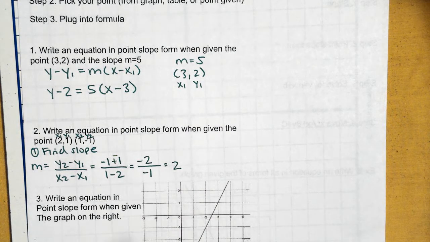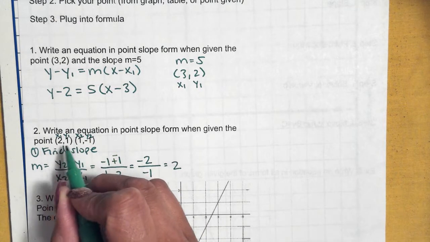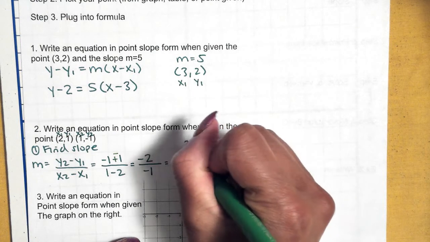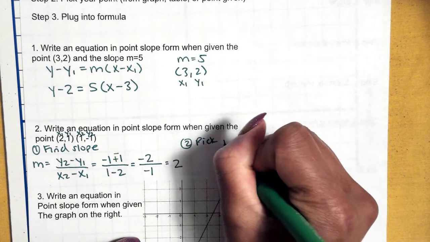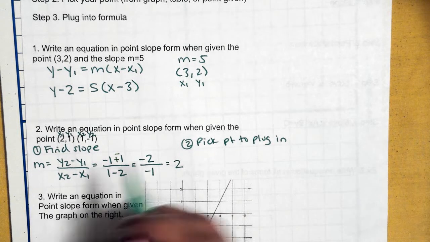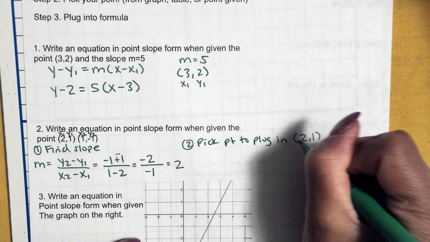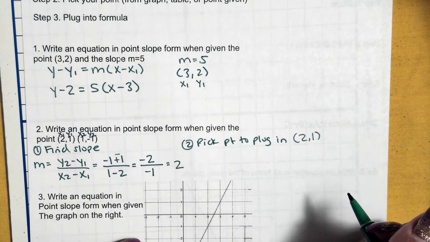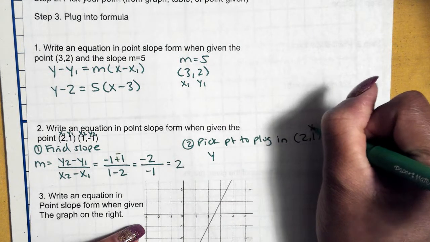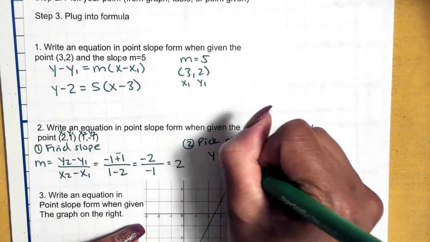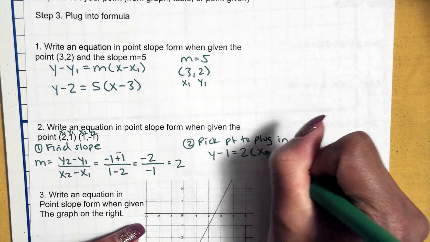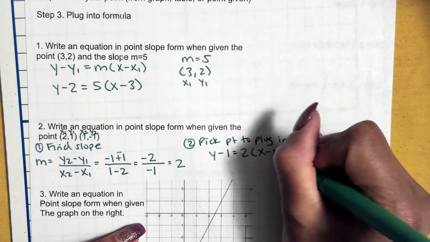So now we can pick either point. We can pick the first set of points or the second set of points to plug into our formula. So that is the second step. Pick point to plug in. And it doesn't matter which ones, but I can choose 2, 1 in this case. So I'd have y minus y1, which is 1, equal to m, which we already found to be 2, parentheses x minus x1, which is 2.